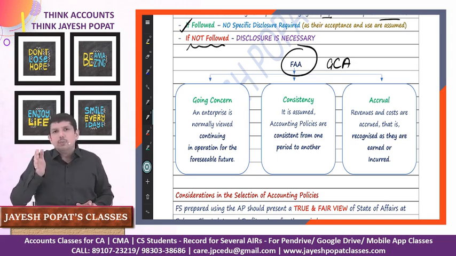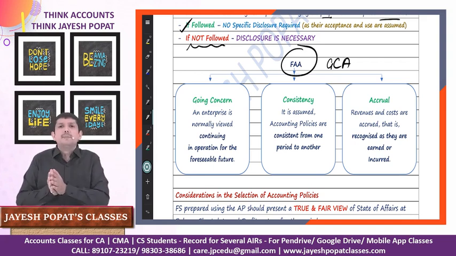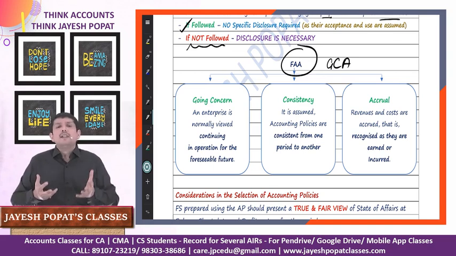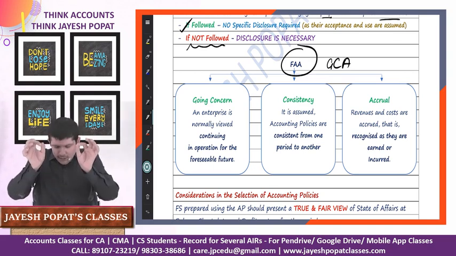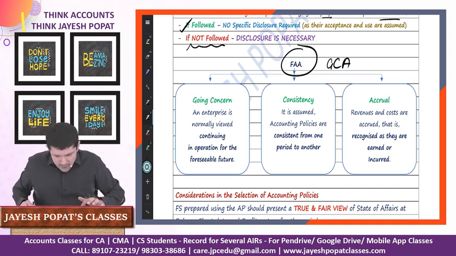Then accrual. There are two bases on which accounting is done: cash basis and accrual basis. The fundamental accounting assumption is accrual basis. It says that any financial statement which has been made and presented is assumed to have been prepared on the accrual basis of accounting. What does the accrual basis of accounting say? That the income and the expenses for the current period should be recorded in the current period, irrespective of whether cash has been received or paid for the expenses or not. It identifies the period concept. All the income and all the expense for the period should be recorded in the period itself.